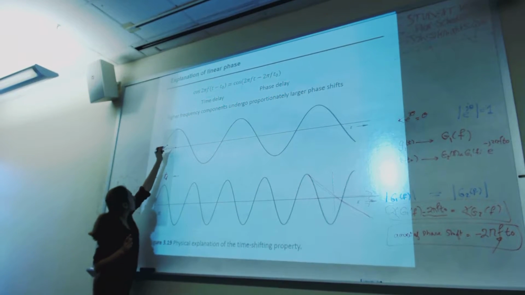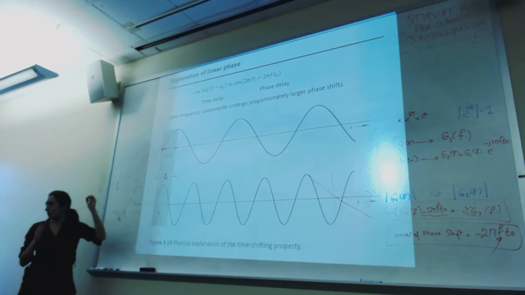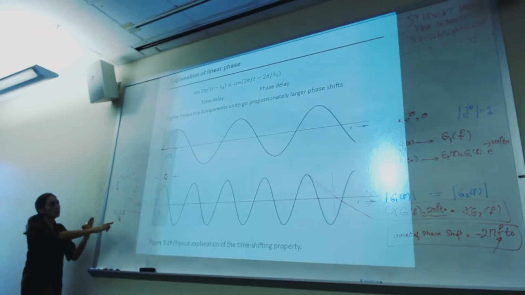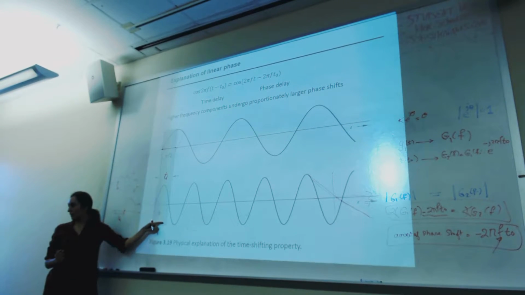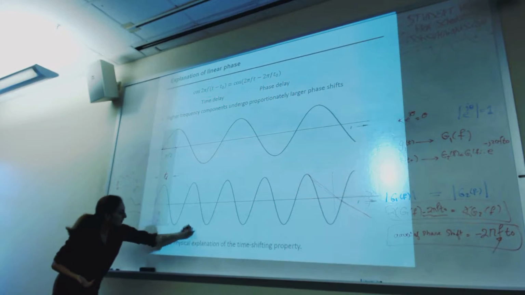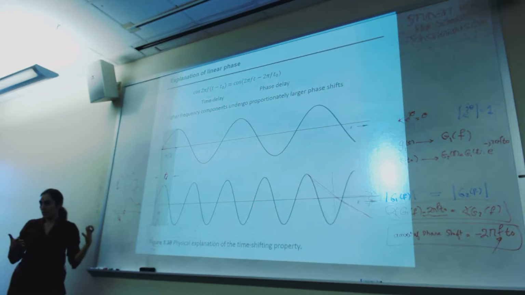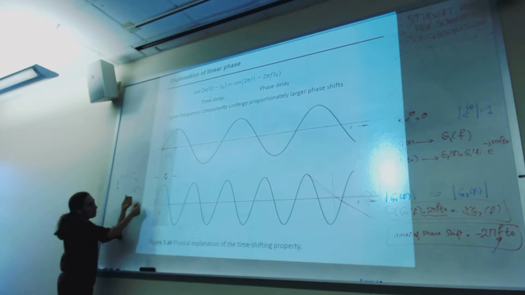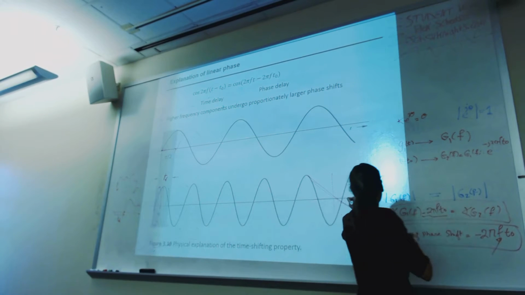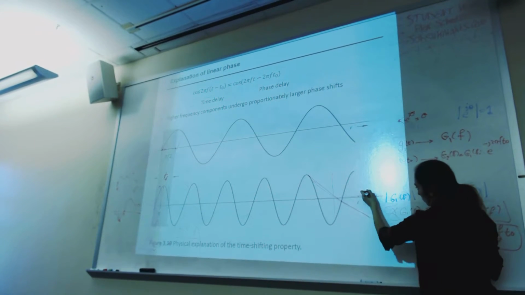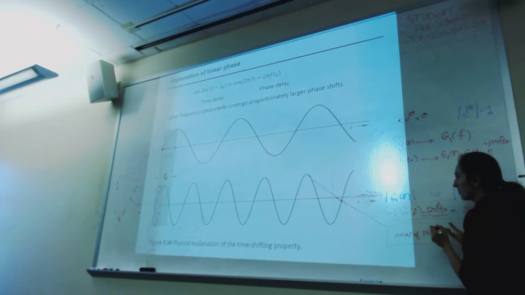For this one, if I shift it, how much is the amount of shift? Pi over 2, because it's like a quarter of the cycle. But for this one, which has higher frequency, if I shift it by the same amount, it's pi. And if I had a higher frequency, the same amount of shift might be 2 pi, 3 pi, etc. That's why if you have a higher frequency, when you shift it, you are shifting more and more cycles. That's why you have a linear shift with frequency. As you increase f, your amount of shift is more.